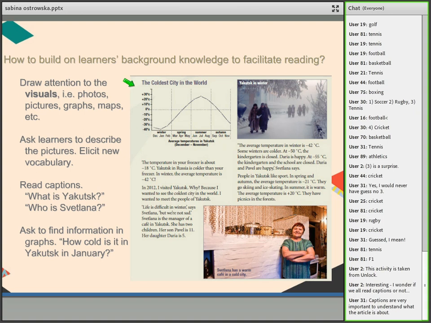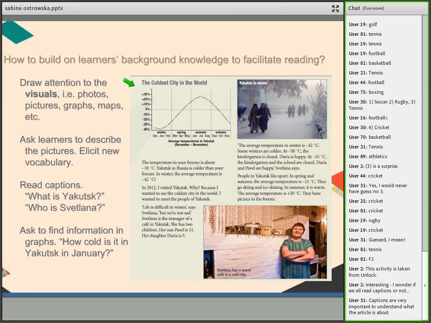And again, in your reading books, you will find a lot of charts like this one and tables. For students who are preparing to study in English for academic purposes, they really need to start analyzing these tables and graphs. And as a teacher, you may want to even prepare one or two questions about this graph, like how cold is it in Yakutsk in January, for example.